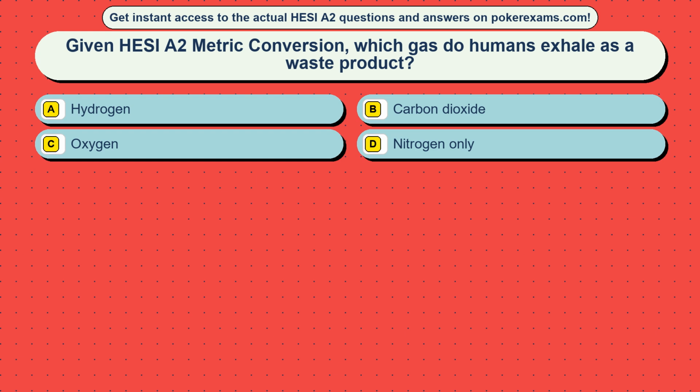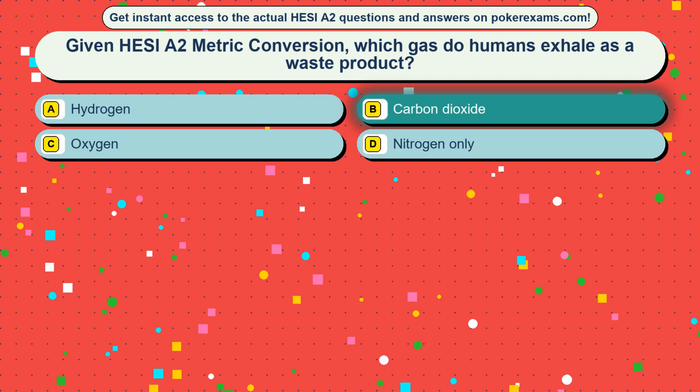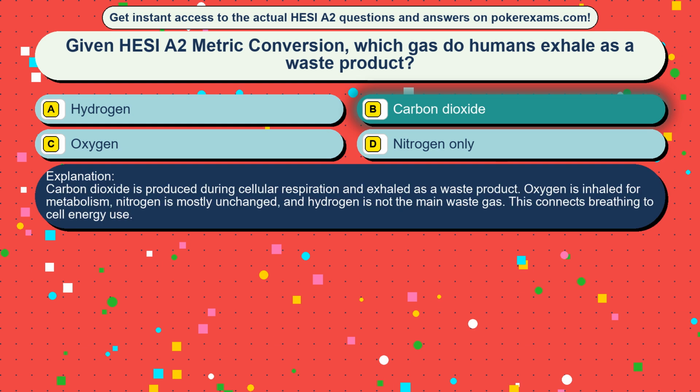Question 8. Given HESI A2 metric conversion, which gas do humans exhale as a waste product? Option A, hydrogen. Option B, carbon dioxide. Option C, oxygen. Option D, nitrogen only. The correct answer is option B, carbon dioxide. Carbon dioxide is produced during cellular respiration and exhaled as a waste product. Oxygen is inhaled for metabolism, nitrogen is mostly unchanged, and hydrogen is not the main waste gas. This connects breathing to cell energy use.